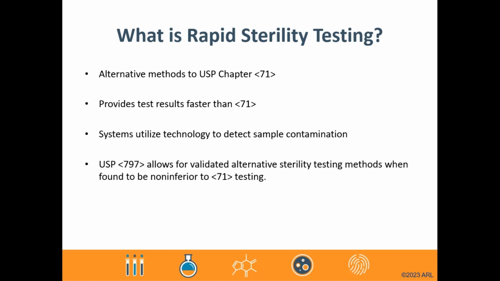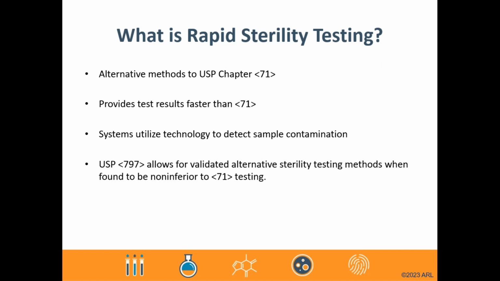So rapid sterility methods are part of a larger group of tests termed rapid microbiological methods, or RMMs. This term generally includes rapid sterility test methods, as well as being a little bit more broad in including bioburden testing, rapid environmental monitoring, and so on. Of course, for this webinar, I'm going to focus on the RMMs that are used primarily for sterility testing. So, what is rapid sterility testing?